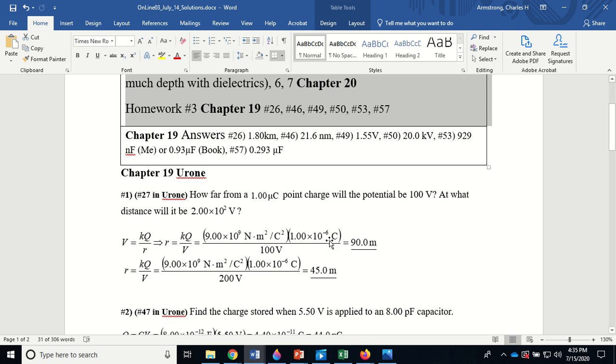You plug in your numbers and you get 90 meters. So if you had a 1.00 microcoulomb point charge, the potential would be 100 volts at a distance of 90 meters. And at what distance will it be 2.00 times 10 to the 2 volts, or 200 volts? Twice as much, so it would be half the distance. R equals Coulomb's constant times the charge divided by the voltage at that point.